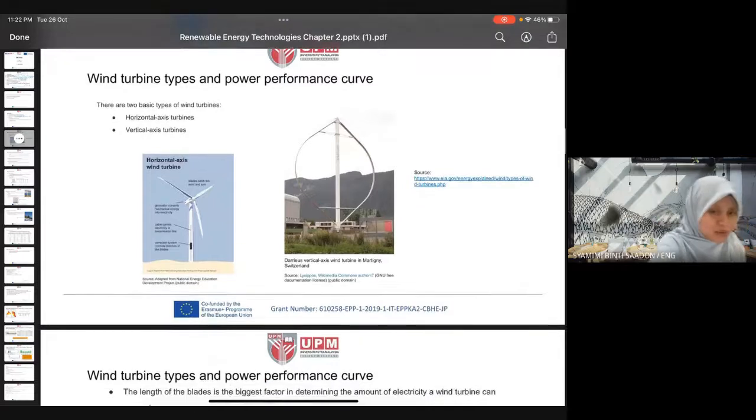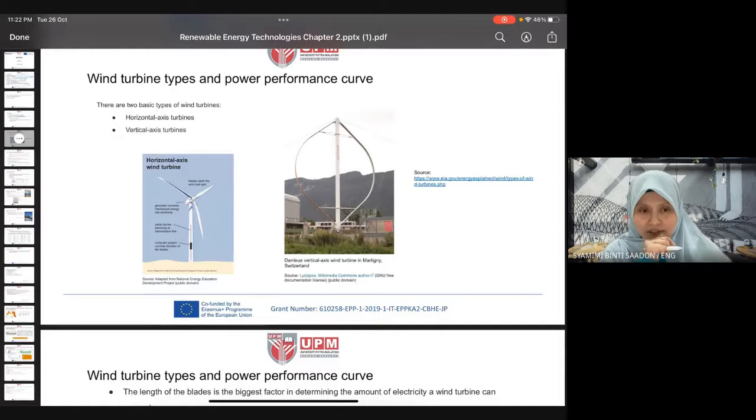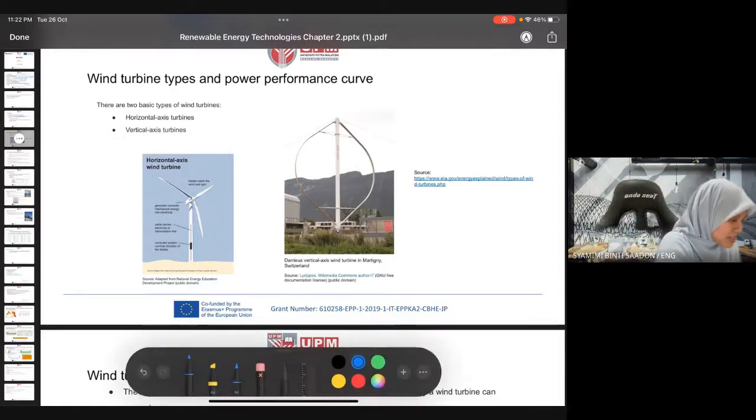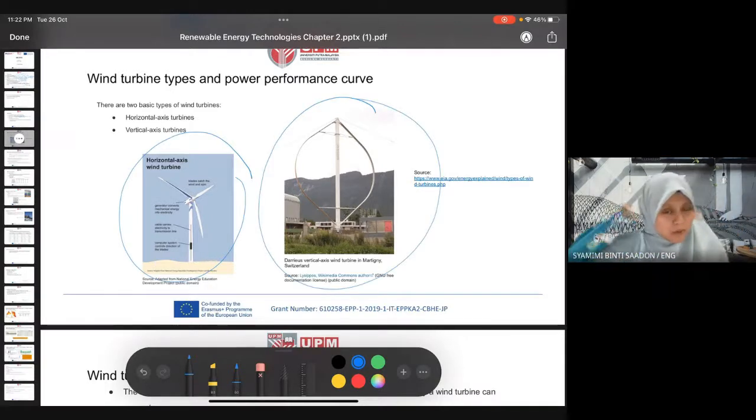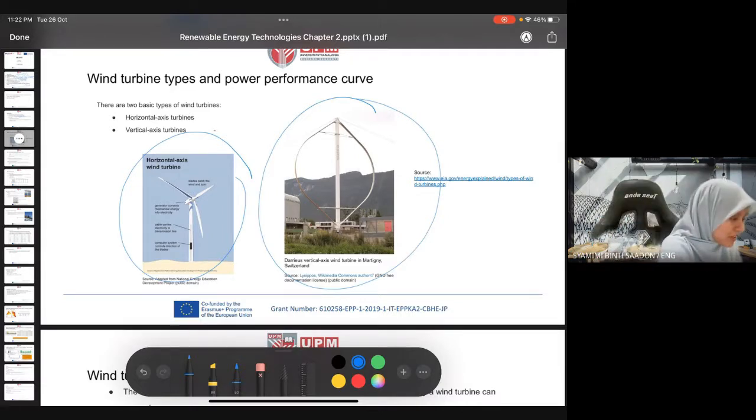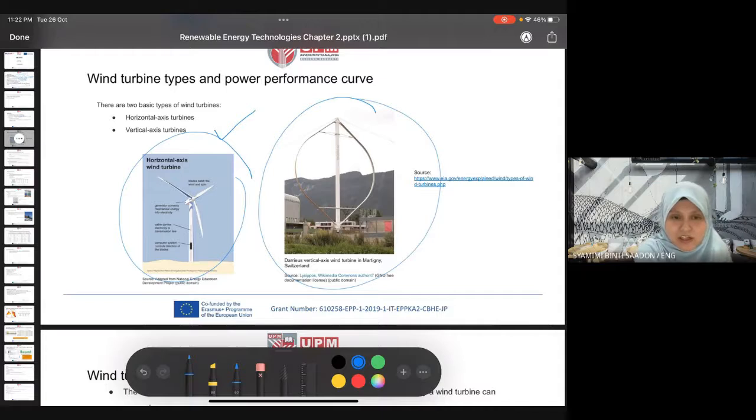These are two basic types of wind turbine. We have horizontal axis and vertical axis. You can see the picture here. This is horizontal and this is the vertical. I think the most common that we usually see is the first one, the horizontal axis. Most of us have seen this, maybe in books or videos, or maybe you have seen this live. Myself, I have seen the first one a lot.